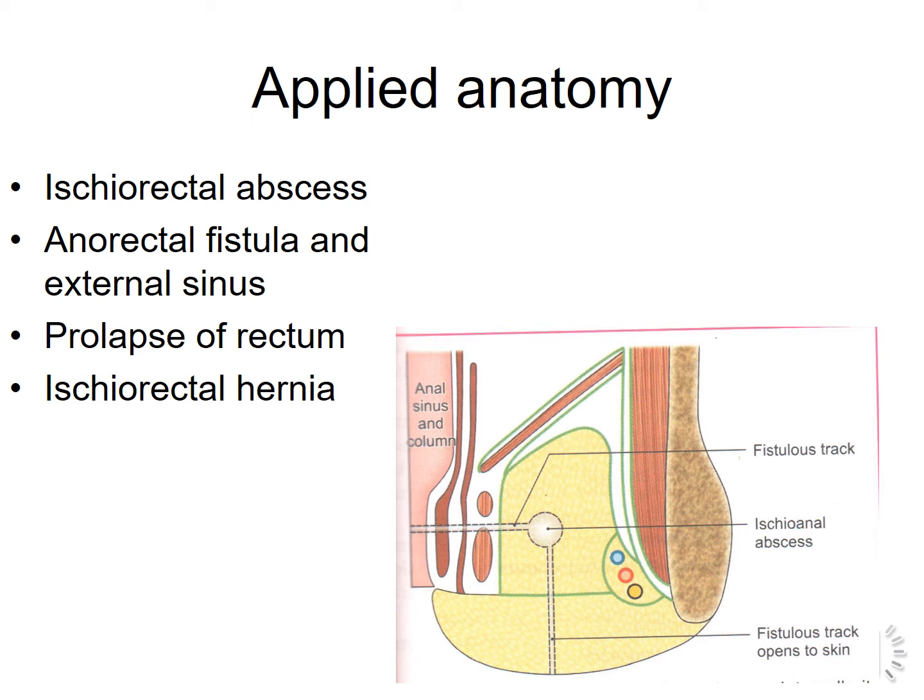And if the abscess bursts externally, the healing does not occur. Through the horseshoe shaped recess, the swelling can become bilateral. As we have already talked, this ischiorectal space provides support to the rectum and anal canal. So if in any chronic disease the fat is lost, it will result in prolapse of rectum.